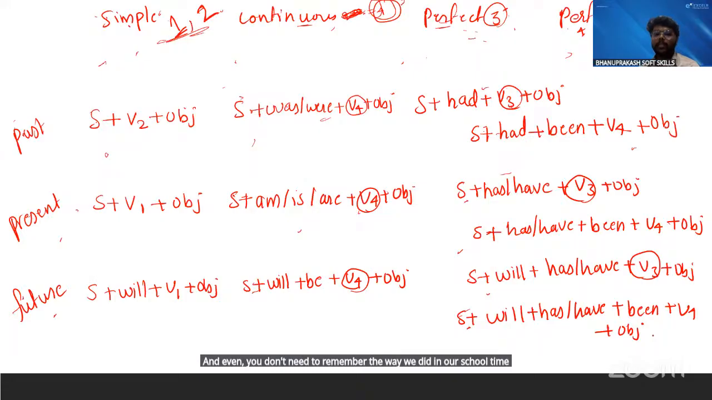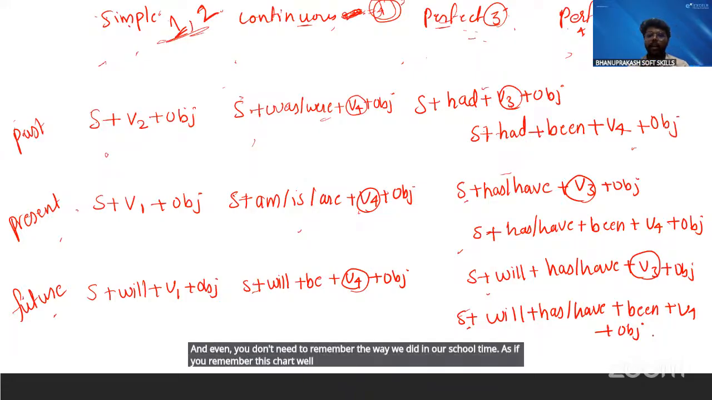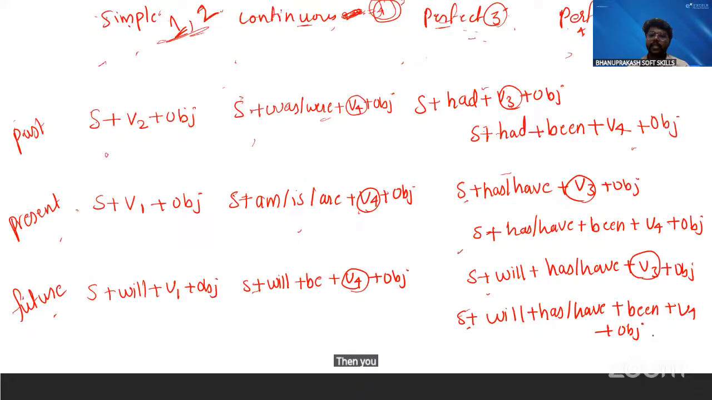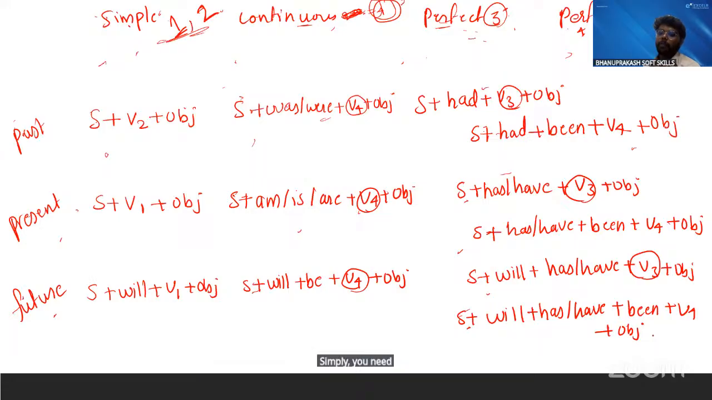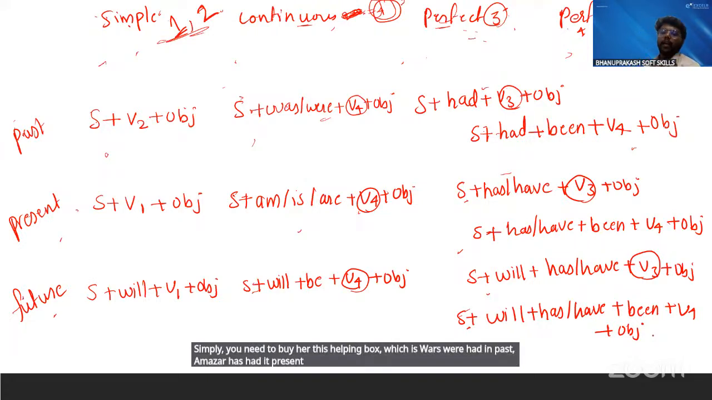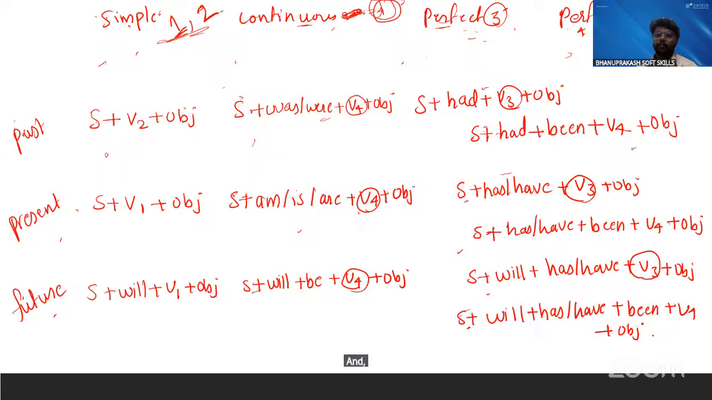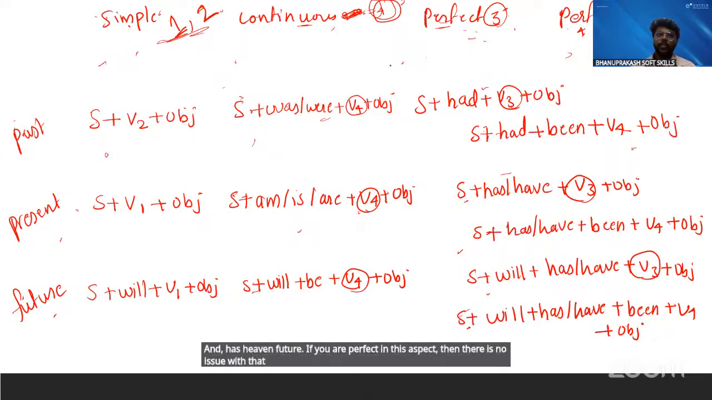If you remember this chart well or the table well, then you can easily extract the verb forms and helping verbs. All that you need to do is, as this is very simple, to identify the verb forms based on the positions. Simply you need to learn by heart these helping verbs, which are was, were, had in past, am, is, or has, have in present, will, be, and has, have in future. If you are perfect in these aspects, then there is no issue in that. Okay, so this is all about tenses.